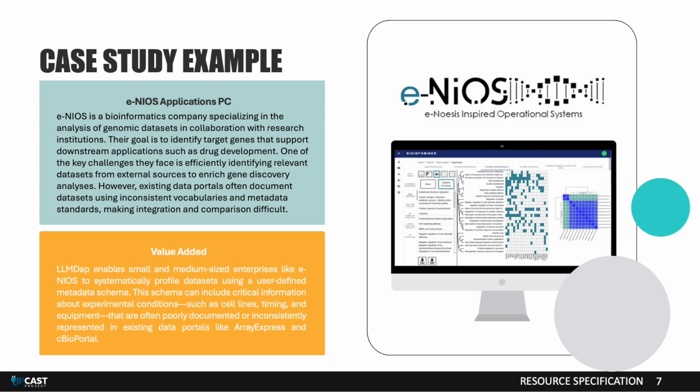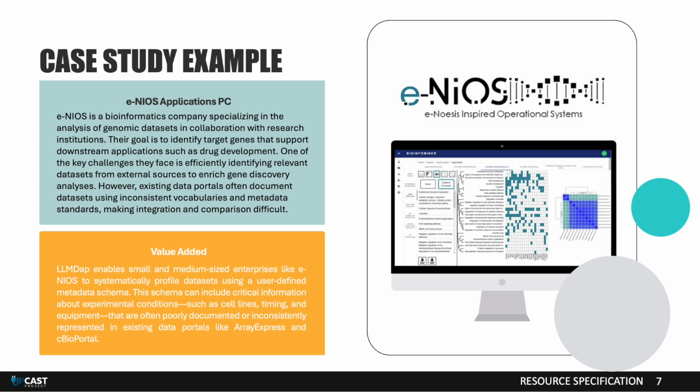By leveraging LLM-DAP's LLM-enhanced data profiling pipeline, eNeos can automate the extraction of rich, ontology-aligned metadata from both internal and external sources. This not only reduces the manual effort required to curate datasets, but also ensures that the metadata is consistent, interoperable, and aligned with domain standards. The result is a more efficient and scalable approach to dataset discovery.